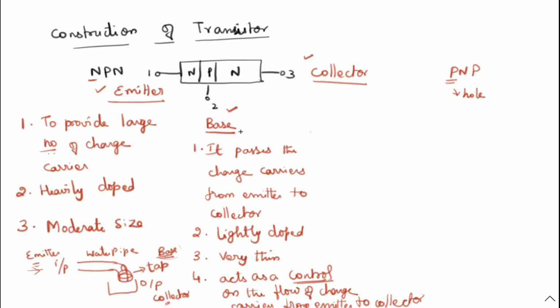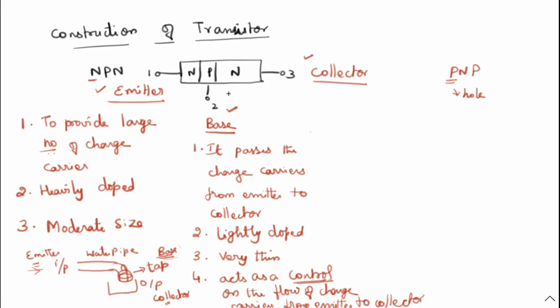So now, what are the things we have discussed? The base passes the charge carriers from emitter to collector, and it is its duty only to pass them from here to here, so it should be very lightly doped, and it occupies a very small region in the transistor. Moreover, it acts as a control on the flow of charge carriers from emitter to collector.